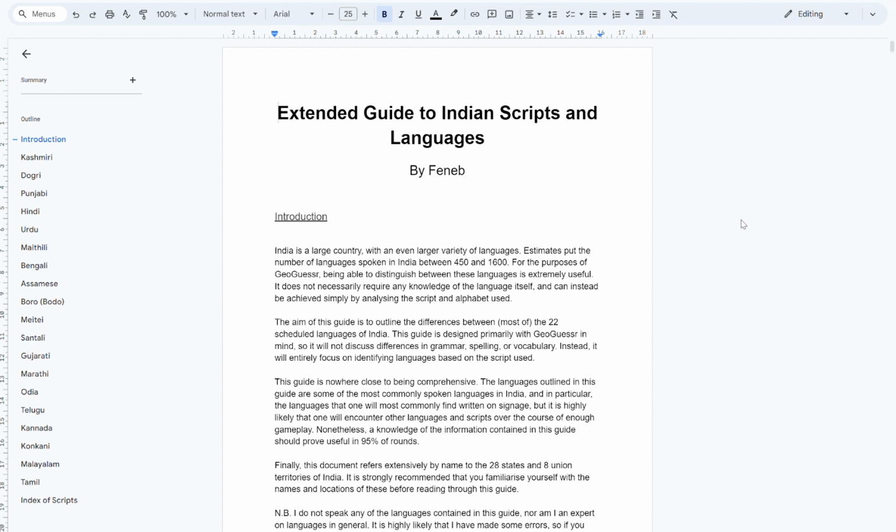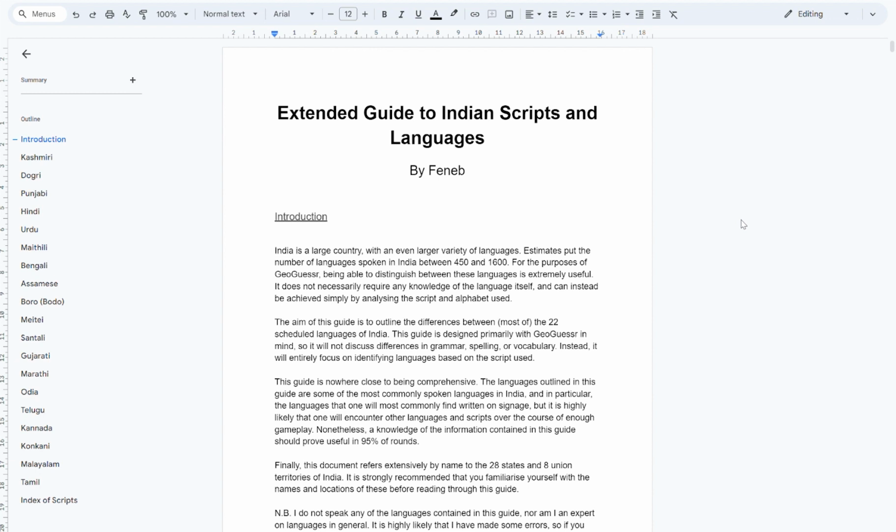So I figured that I'd make a document and a guide on Indian scripts and languages to help people out, because they're some of the most useful metas that you can know for India. So, a quick introduction to this guide. India has a huge number of languages. Estimates put it between about 450 and 1600.